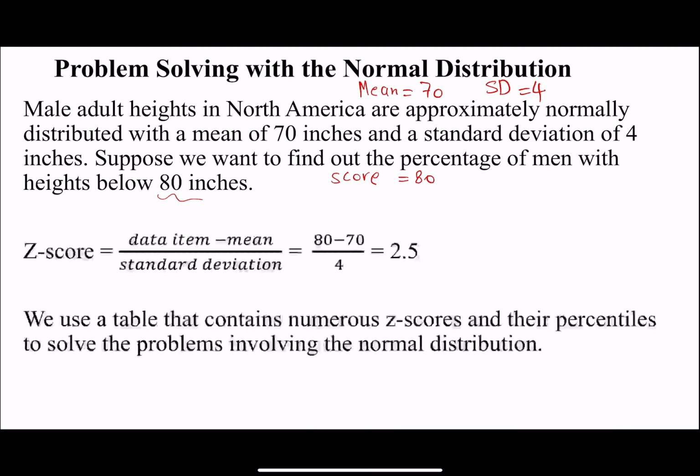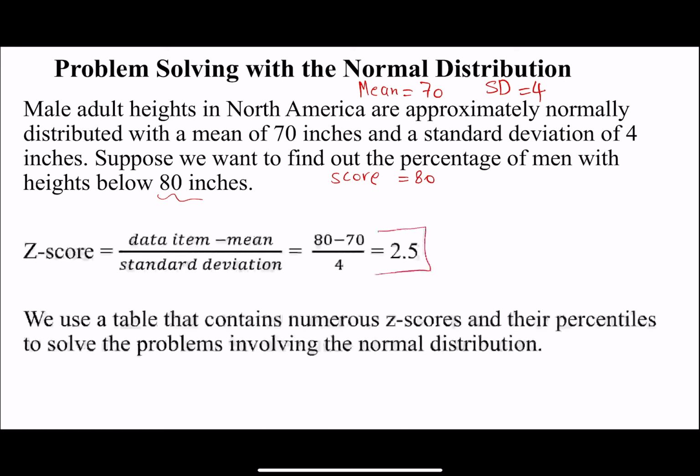Okay, first of all, I find the z-score. So the z-score is data item minus mean value over standard deviation. My score, data item, is 80 minus mean 70 over 4. Use your calculator, you get 2.5.